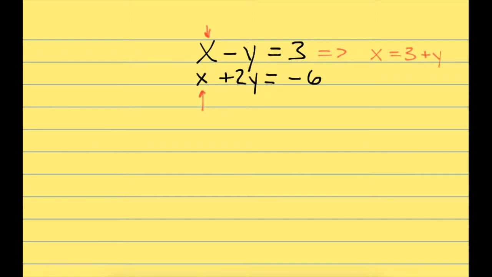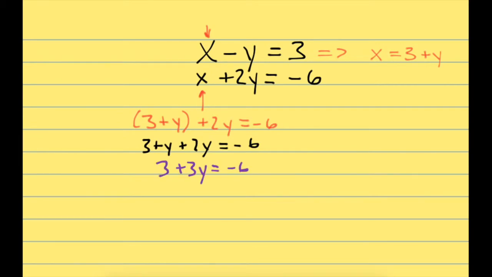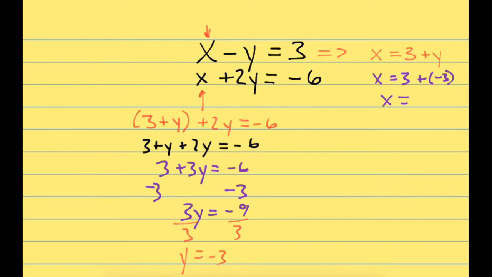So I can plug that into my second equation. 3 plus y plus 2y equals -6. Now there's nothing to distribute, so adding like terms gives me 3 plus 3y equals -6. I want to subtract 3 from both sides. Gives me 3y equals -9. Dividing by 3 gives me y equals -3. And I can plug that into this equation here to find that x equals 0.